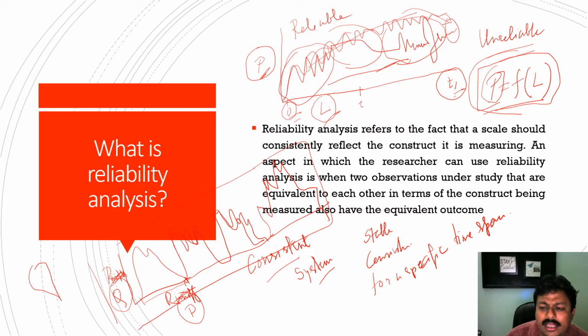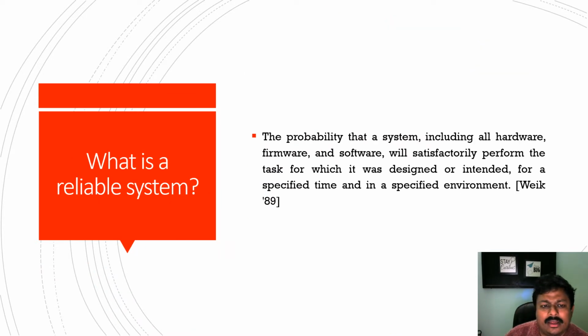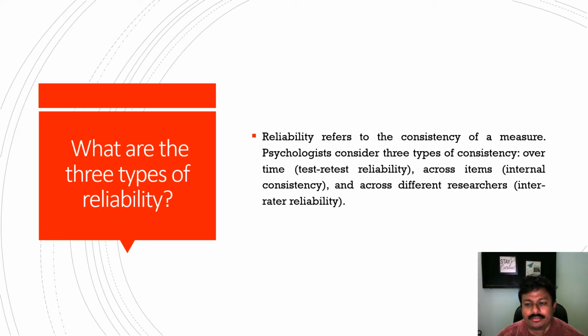So if the interrelationship between two variables is stable, is consistent for a specific time span, then it is said that this system is reliable. And how to conclude whether the system is reliable or unreliable? For that, we need to learn different methods of reliability, right? Now, let us say what is a reliable system. This I have already discussed.